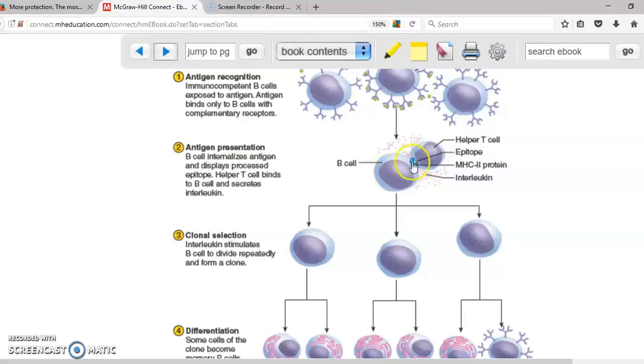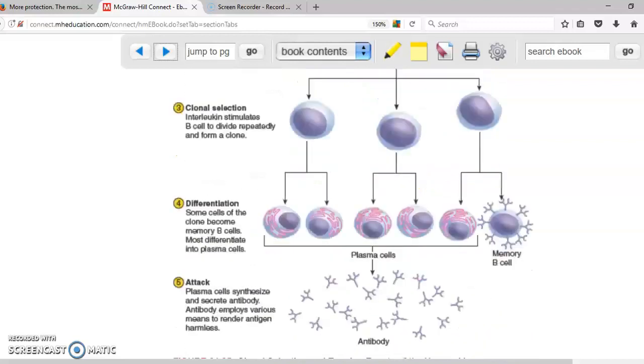Then, once this is available in the B cell, the T helper comes over here and identifies the antigen being displayed by the B lymphocyte. What the T helper is going to do is release interleukins. The interleukins are going to stimulate the production of more B lymphocytes. What is that called? Clonal selection.